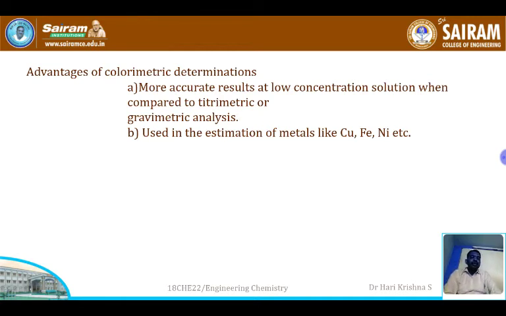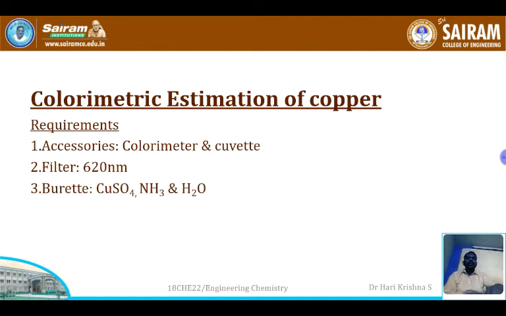It is used to estimate metals, especially metals which are colored like copper, iron, nickel, or which give color when you add some complexing agents. So let us see the application of this: colorimetric estimation of copper. How is it done?